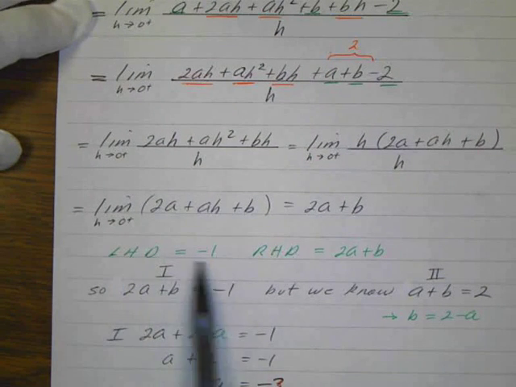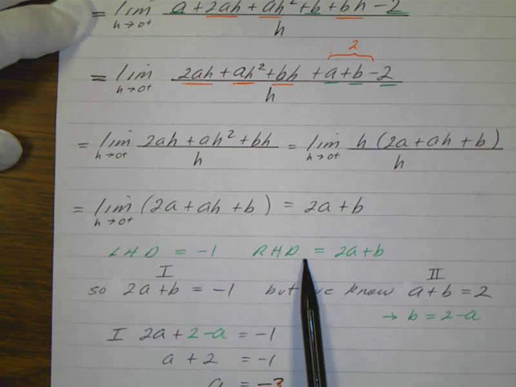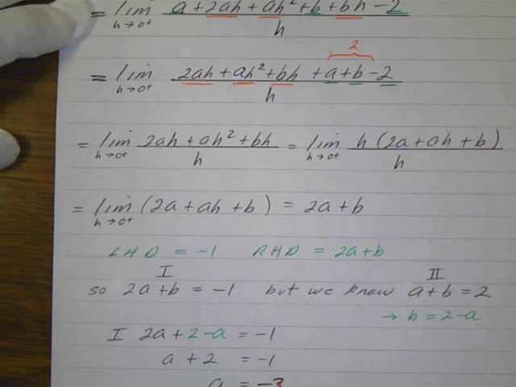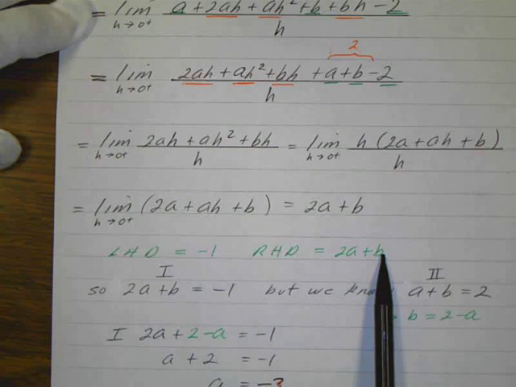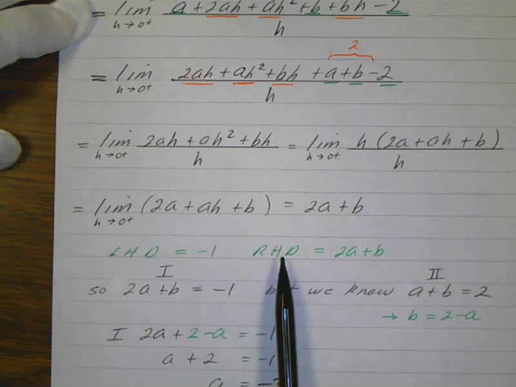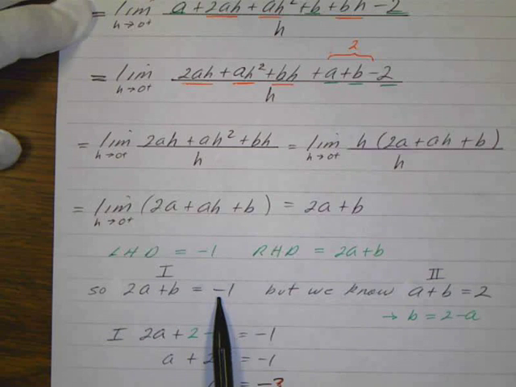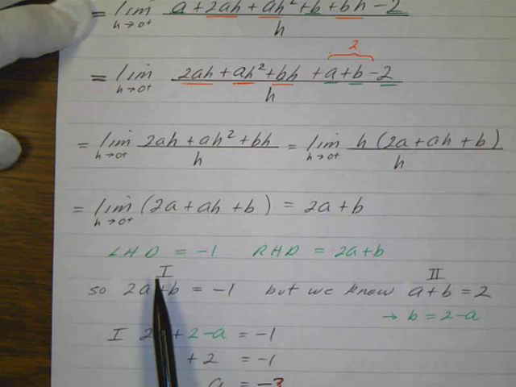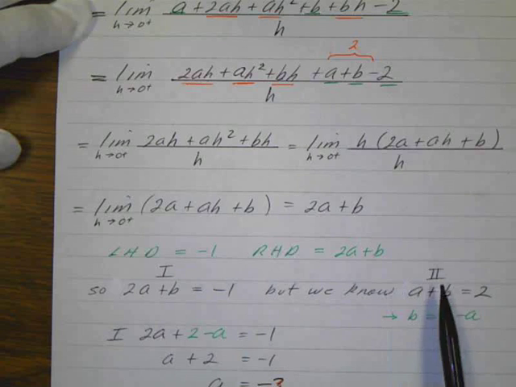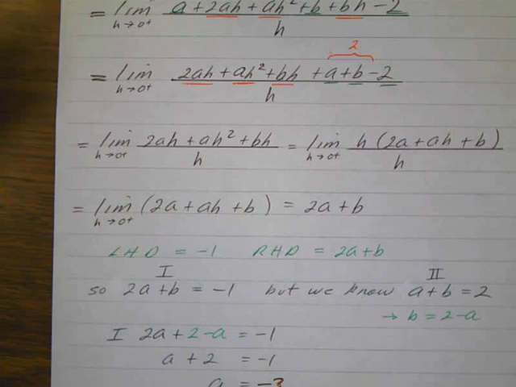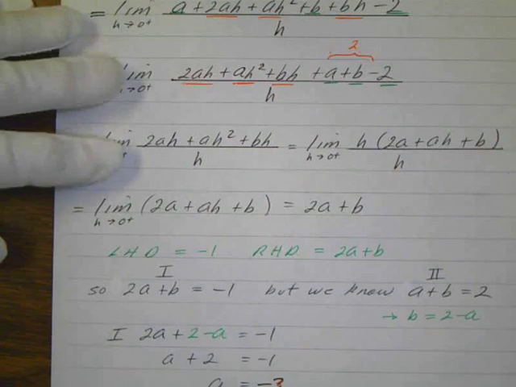So my left-hand derivative was negative 1. My right-hand derivative was 2a plus b. In order for it to be differentiable, the left-hand derivative and the right-hand derivative have to be equal. So 2a plus b must equal negative 1. Right-hand derivative must equal the left-hand derivative. So I'm going to call that equation 1, because we know a plus b equals 2. I'll call that equation 2. So now I've got two equations with two unknowns. I could solve those and find a solution.